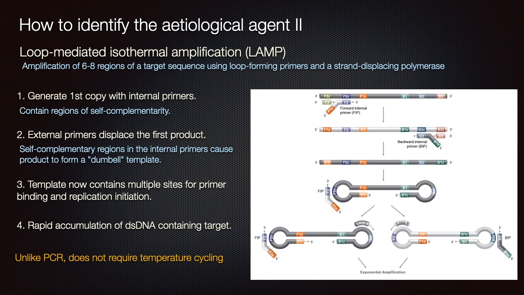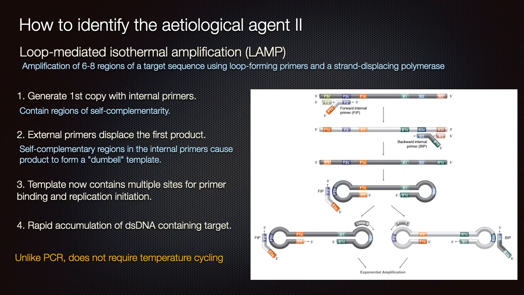How does LAMP work? First you generate a copy with internal primers. This is similar to PCR. But those primers contain regions of self-complementarity. In other words, one part of the primer is a complementary sequence to another part of the same primer. Those primers are used to create a product.